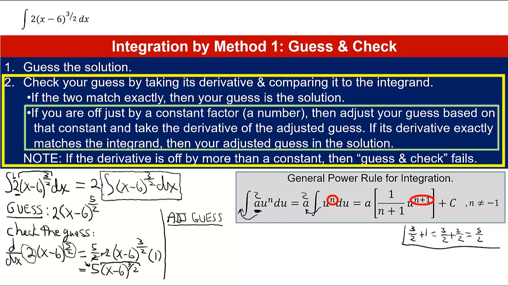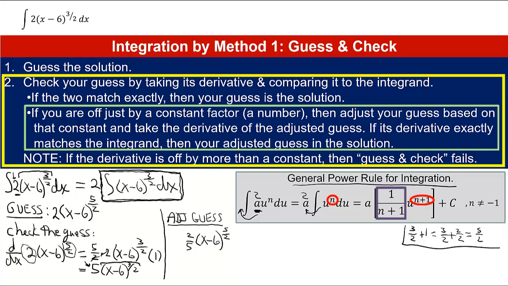So I want to guess this time that I'm going to have the x minus 6 to the 5 halves, which is what the general power rule of integration tells me. But because I don't want the 5 halves to show up in the answer, I want to multiply by the reciprocal of that, which is 2/5. So my adjusted guess for the integral in this box up here is going to be 2/5 times the quantity x minus 6 raised to the 5 halves power.